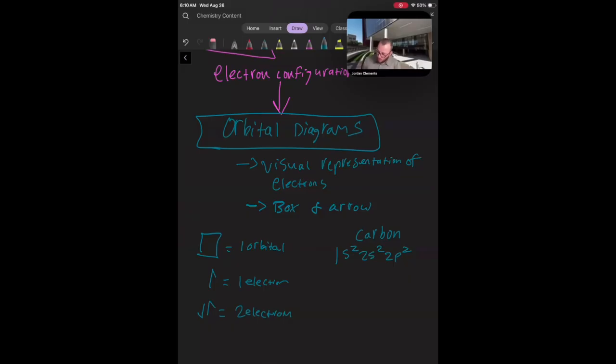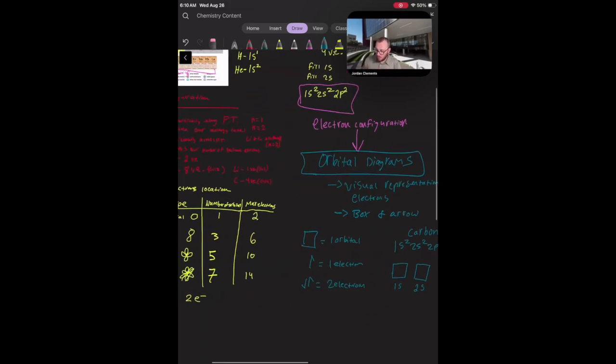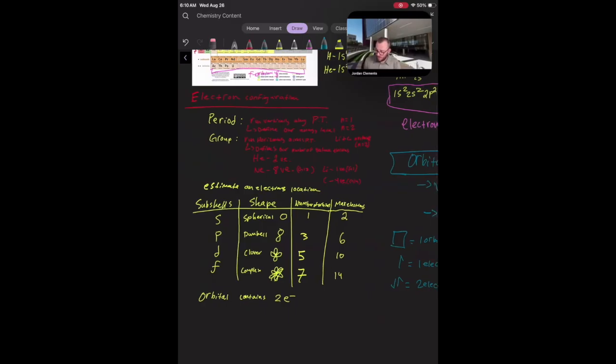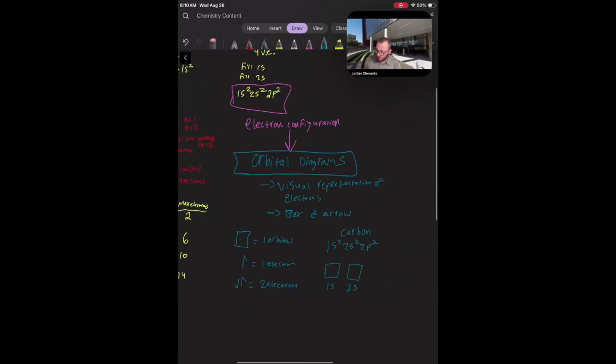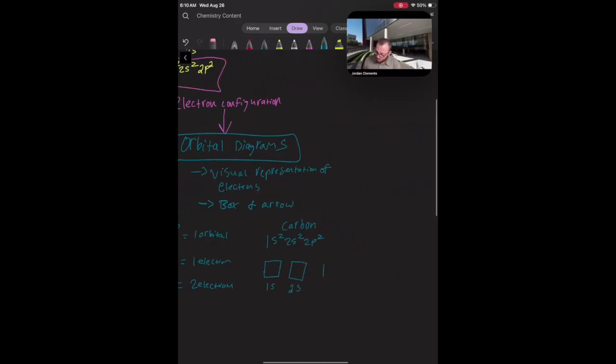We have 1s, 2s, and then how many p orbitals do we have? We have 3. So let's draw our 3 p orbitals. And this is still going to be in the second energy level, 2p. So now let's think about filling this.